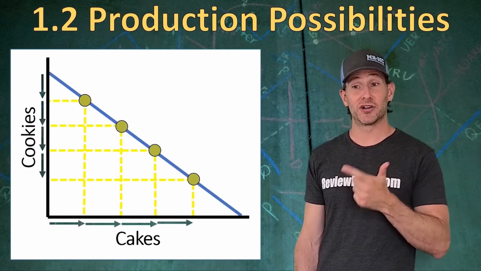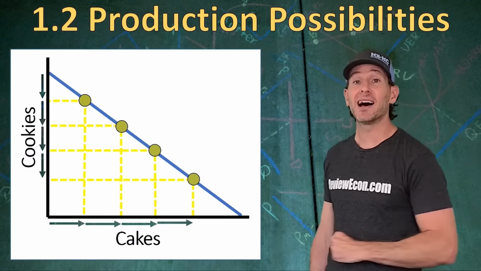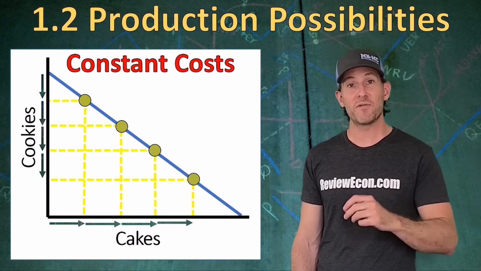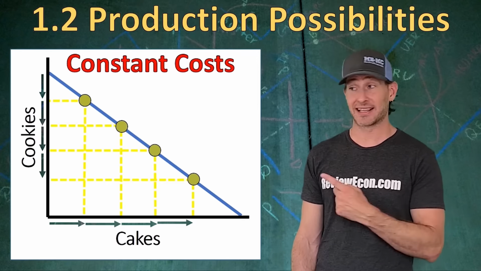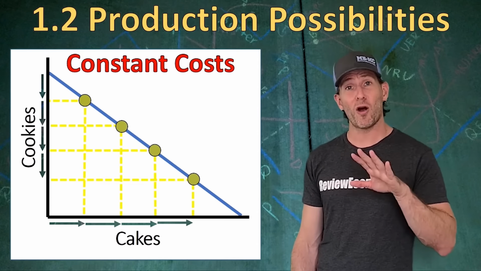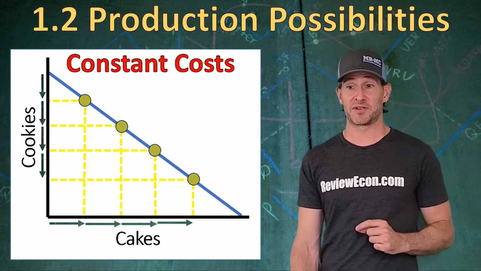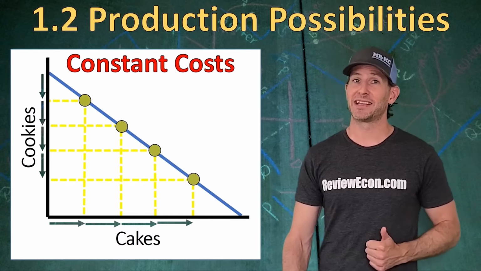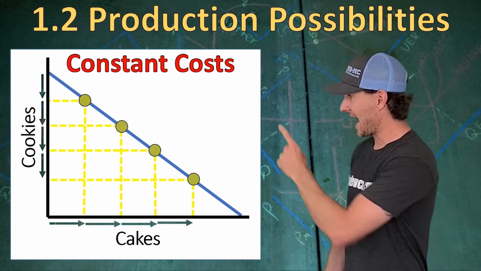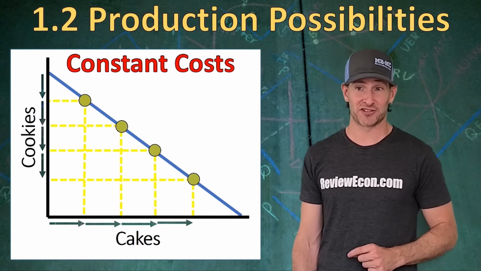Here we have cakes and cookies. In this production possibilities curve, we have a straight line, and that shows us what's called constant costs. When we see a production possibilities curve that looks like this, it means that the resources that are used to make both goods are well adapted to each other. Some might even say perfectly adaptable. The resources that are really good at making cookies are also likely to be really good at making cake. As a result, we would expect a relatively straight curve for those two items.